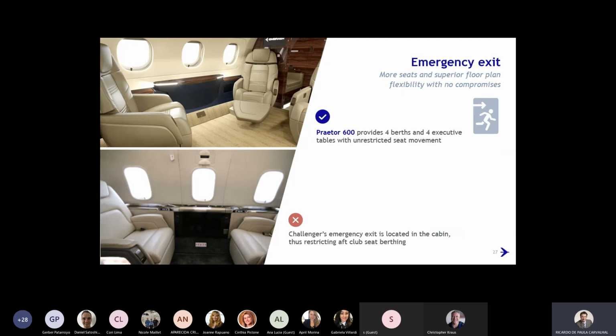The emergency exit, as discussed, so just showing you an example of what we discussed in the beginning of the presentation. You can see that emergency exit in the Challenger in the bottom, right, in the left side, you can see there is an ugly cut between the passengers. The table that should be there doesn't work while we have a full table. And also those 2 seats will have restricted movements because of the emergency exit, while we do have our emergency exit in the lavatory.